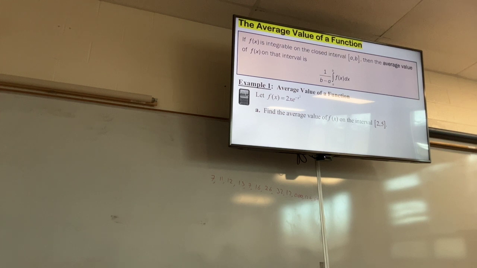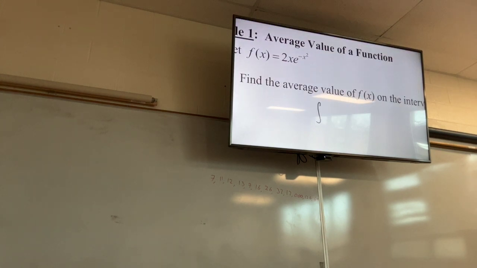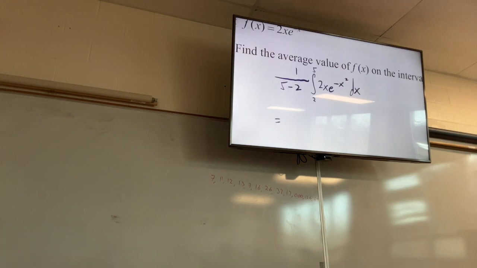All right, so what we're going to do here, right, is find the average value of this function on this interval, right? We're going to do the integral of that function from 2 to 5. Okay, and then we're going to multiply by 1 over 5 minus 2. This becomes 1/3 times the integral from 2 to 5. Okay. So I'm going to do that on my calculator, okay?